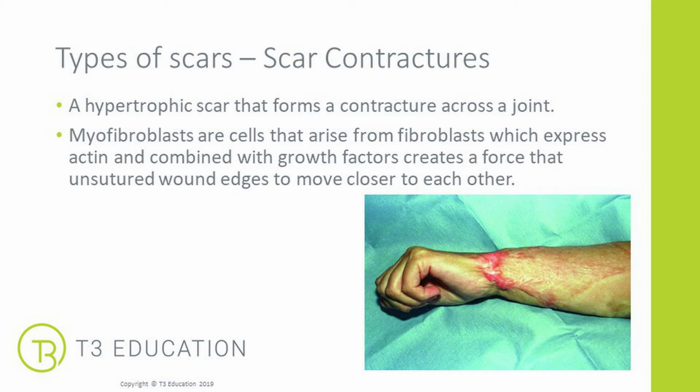And lastly is the scar contractures. And these are a hypertrophic scar that forms a contracture across a joint. They're more common where the tissue often increases at around a 90-degree angle, so around certain joints. And they're also really common after a burn injury. These scars often happen before the wound has healed, and what some researchers suggested is that the myofibroblasts express actin and combined with growth factors creates a force that the unsutured wound edges move closer to each other, which is why it may happen across a joint. But the reasoning is still quite unresearched.